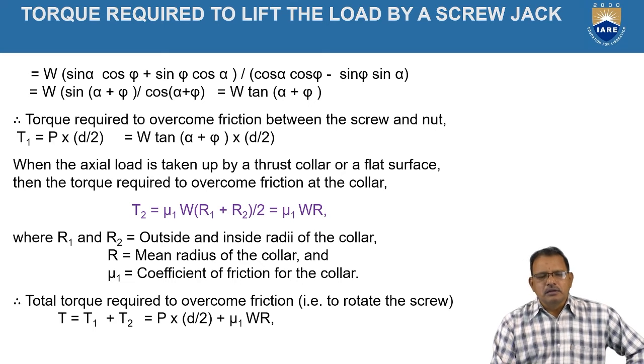According to the trigonometric relations, sin alpha cos phi plus sin phi cos alpha is equal to sin of alpha plus phi, and cos alpha cos phi minus sin phi sin alpha is equal to cos of alpha plus phi. So P is equal to W into tan of alpha plus phi. That means the effort applied on a body to move it along the plane in the upward direction is given by W into tan of alpha plus phi.